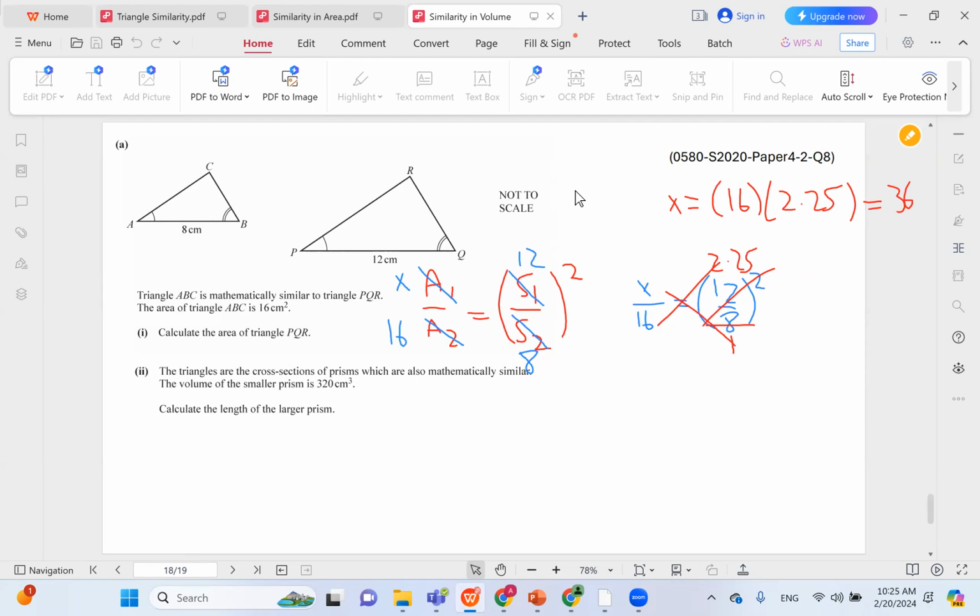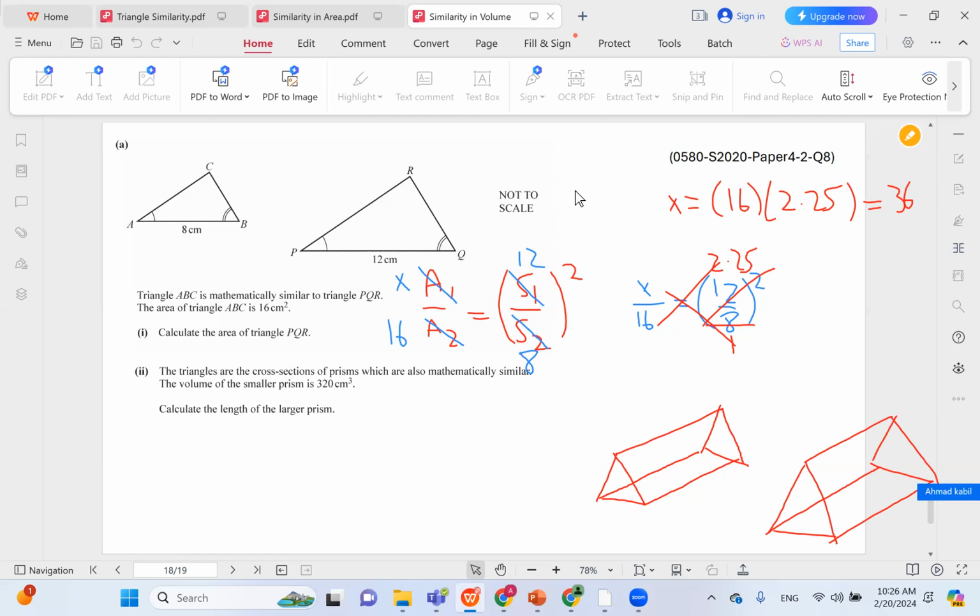For part ii, we're told the triangles are cross-sections of prisms, which are also mathematically similar. The volume of the smaller prism is 320. Calculate the length of the larger prism. If you're familiar with Toblerone chocolate bars, they look something like this. This is what we call a triangular prism. We have two triangular prisms here that are mathematically similar. One of them, of course, is larger than the other.